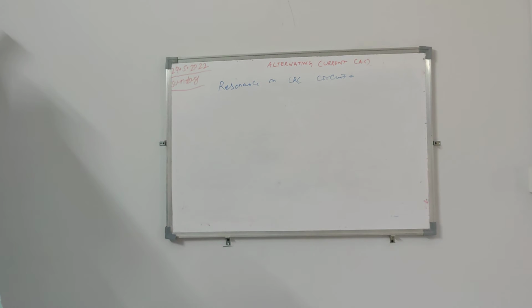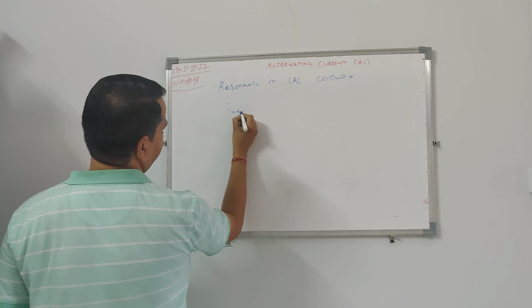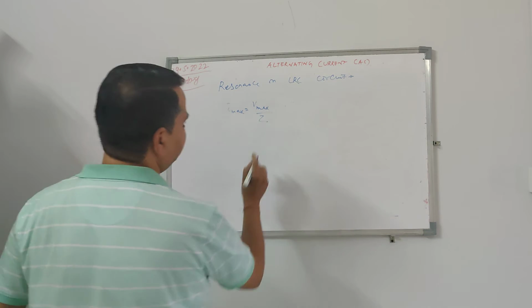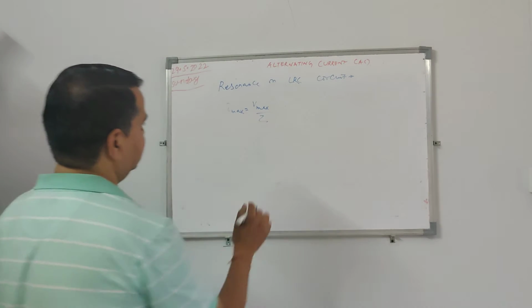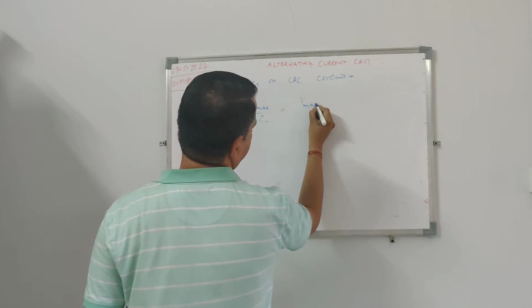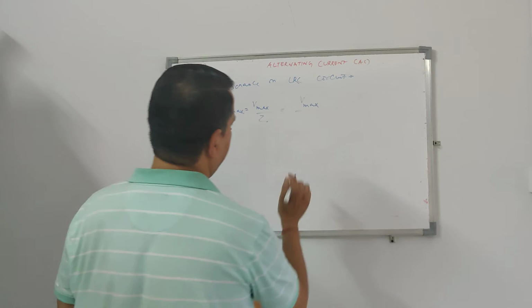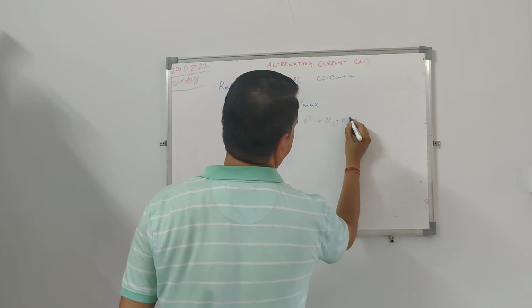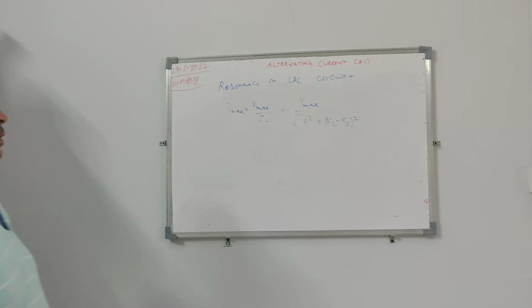You know my max current is equal to V max by Z now, right? Z is nothing but your impedance. So this you can write as V max divided by the square root of R square plus XL minus XC whole square. So this is the equation for your maximum current.